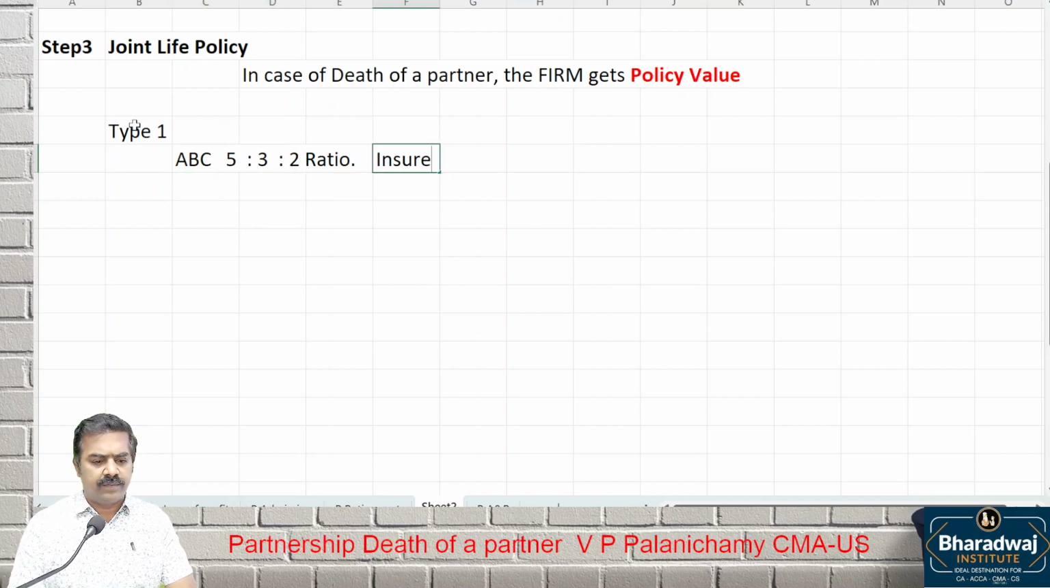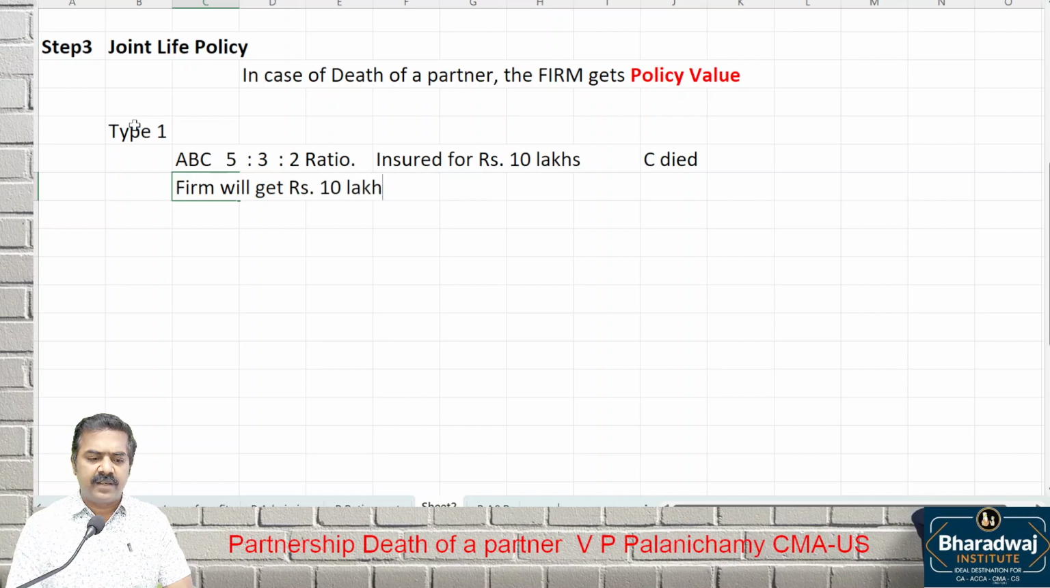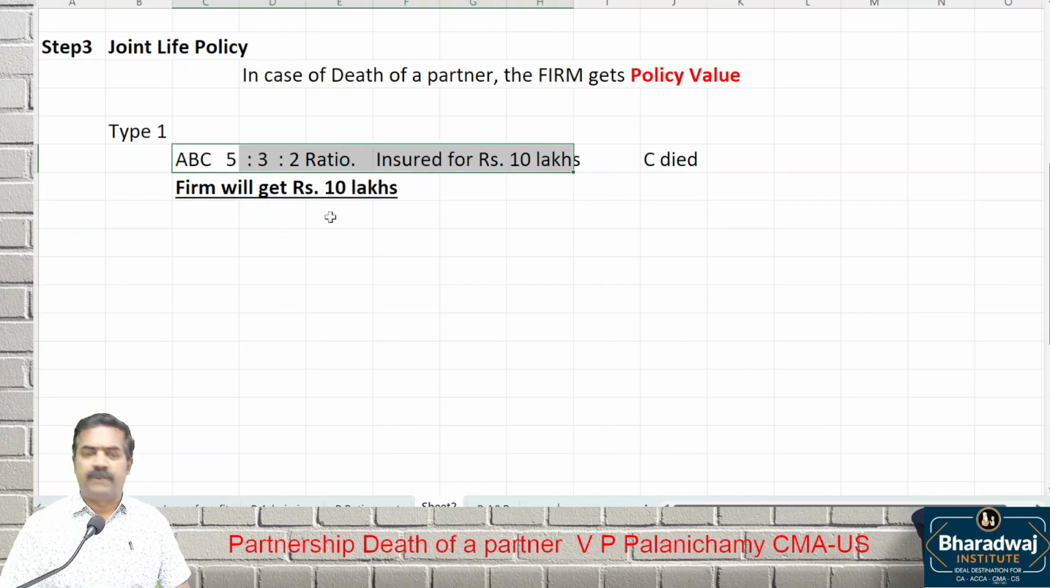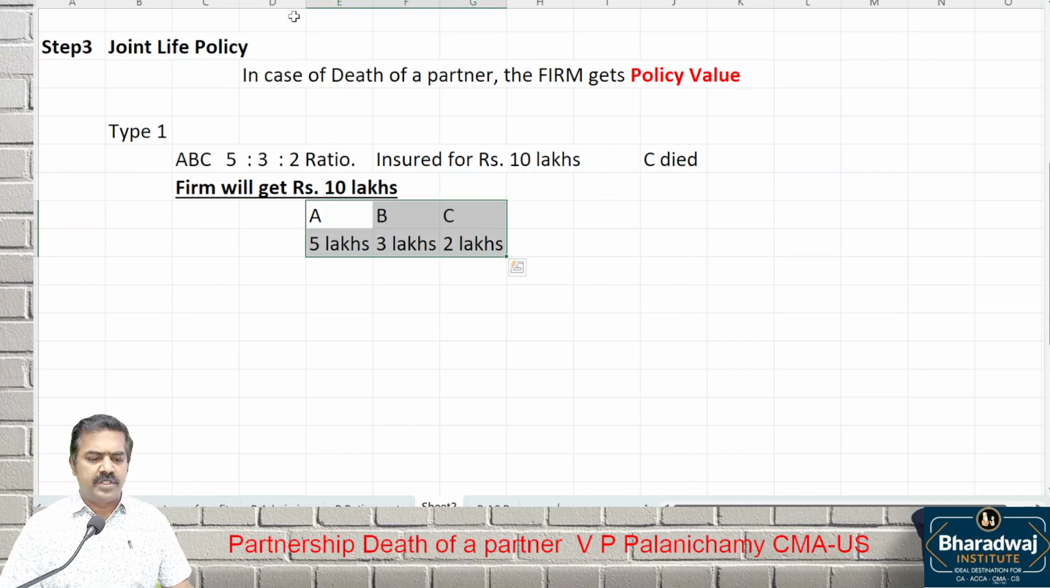Insured for rupees 10 lakhs. C died. Now, how much will the firm get? The firm will get rupees 10 lakhs. How will this be distributed? This will be shared in which ratio? 5:3:2 ratio, for A, B, C. 5 lakhs, 3 lakhs and 2 lakhs. You will share this amongst partners in the profit sharing ratio.